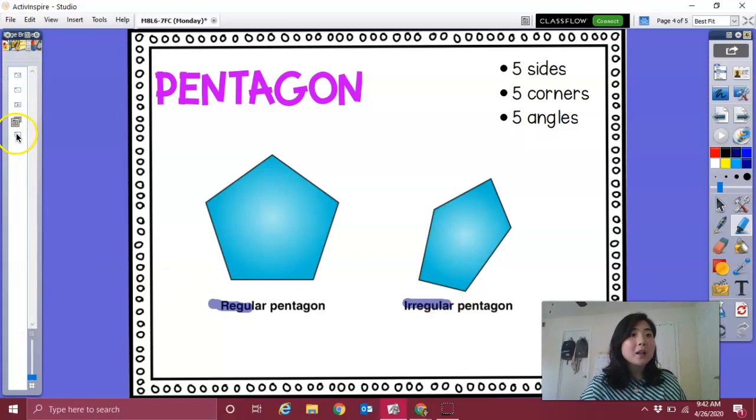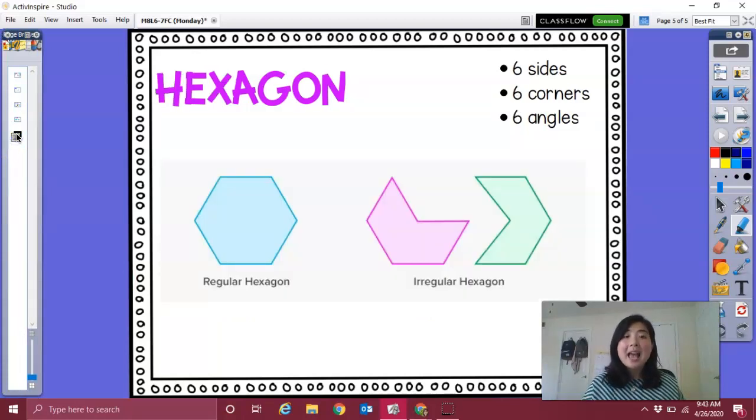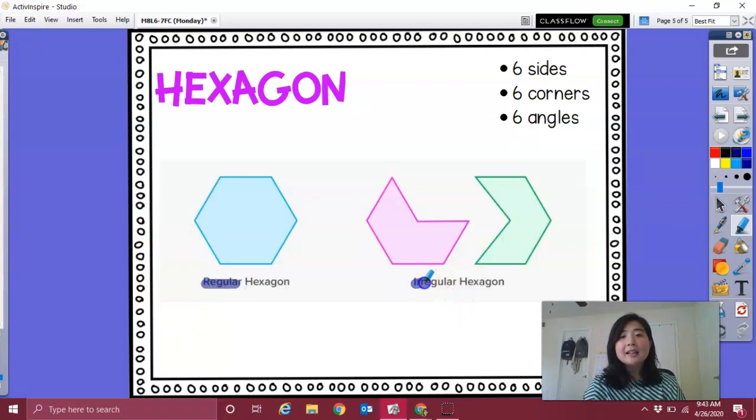And the last polygon I would like to review is a hexagon. We have a regular hexagon and an irregular hexagon, but guess what? They're all hexagons because they share the same attributes or characteristics of 6 sides, 6 corners, and 6 angles.